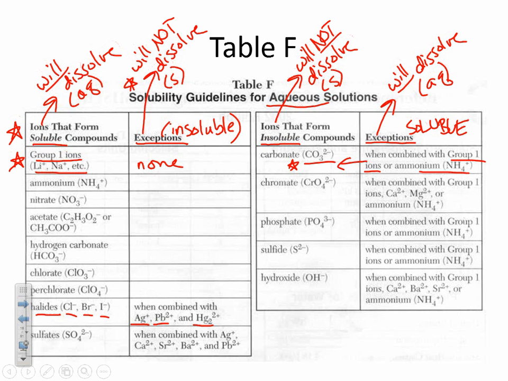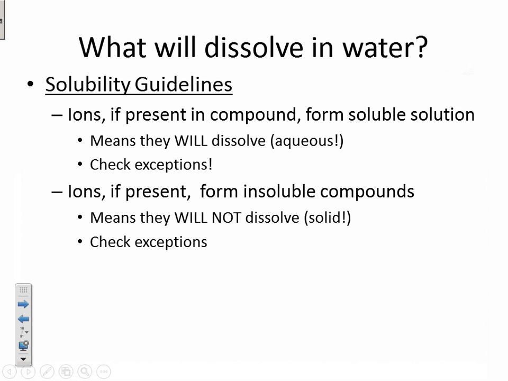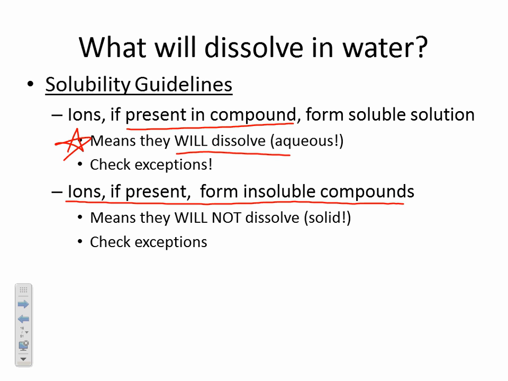So we're going to practice with this in class because I know this is a lot to take in. We're going to take a few more notes on this slide, but that's the basics of it, and we'll come back to it. So what will dissolve in water? Again, what is this saying? The ions, if present in a compound, form soluble solutions, they will dissolve, right? We say that for all those ones in the soluble compound column. And then ions that, if present, form insoluble solutions, it means they won't dissolve. But in each case, you always have to look at the exceptions.